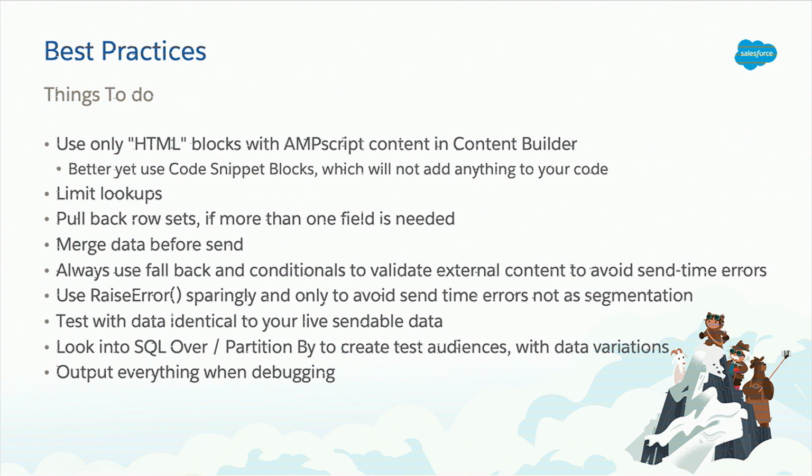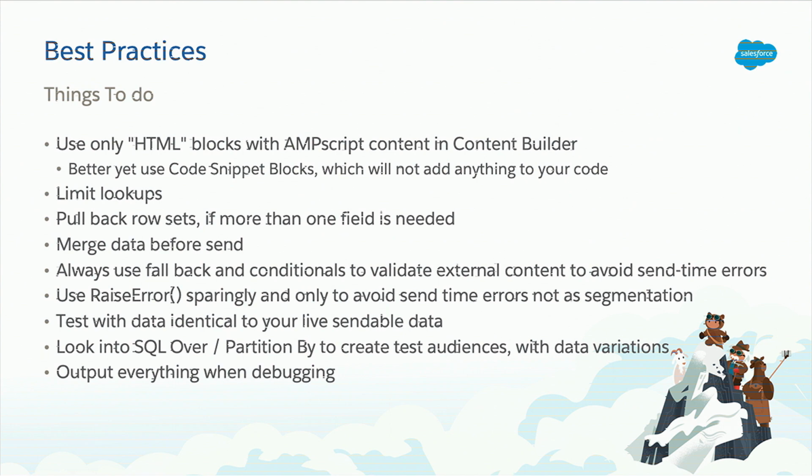Always use fallbacks, always use an else condition or a conditional to decide whether or not you have data. That's just a best practice because you don't want to error at send time. You want to avoid that pretty much at all cost, because oftentimes it will kill the send midway through, and then you can't really distinguish who got what, which is not ideal. So you really want to avoid a mid-send kill or error out.